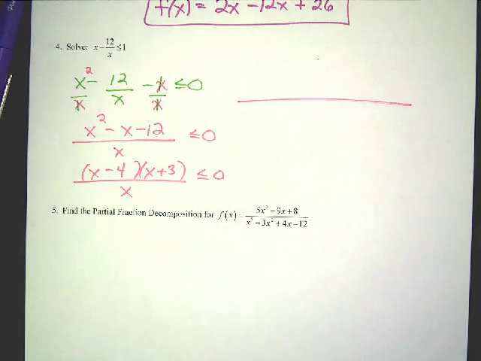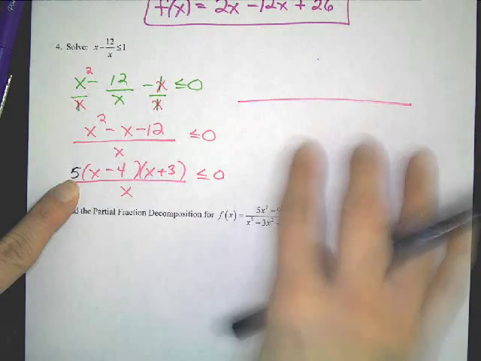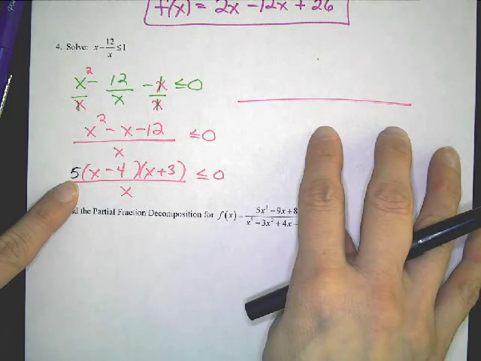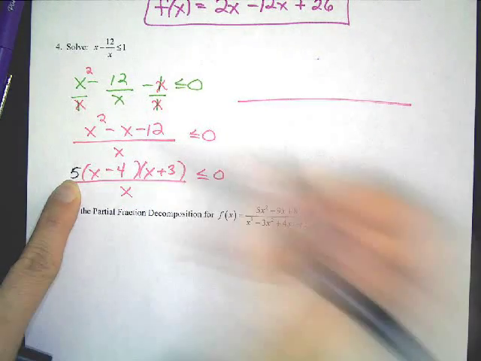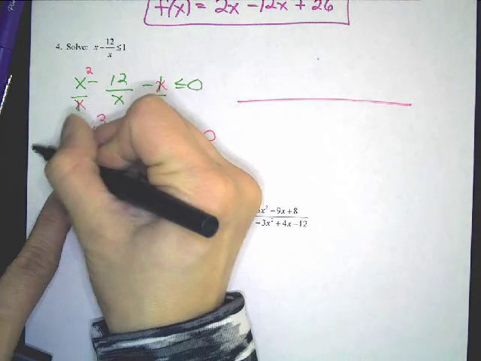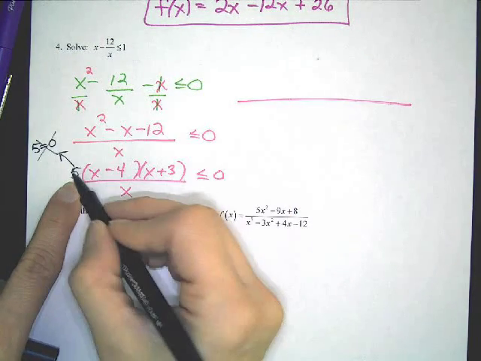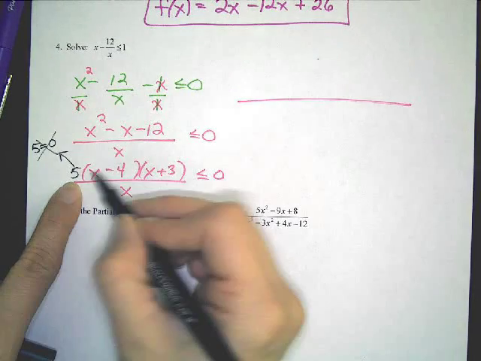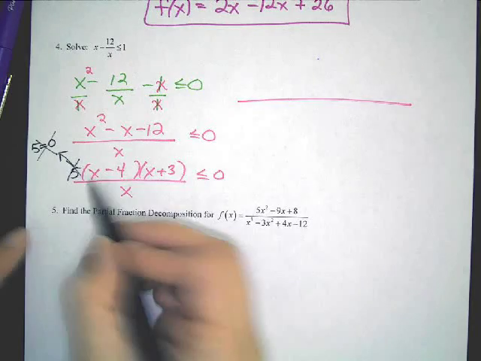Okay, let's do something fun. What if there was a 5 out here? What number would go on the number line? If there was a 5. Okay, let's take this over here and say 5 equals 0. No, it doesn't. What number goes on the number line when you have constants? Nothing. You only do it for x's.